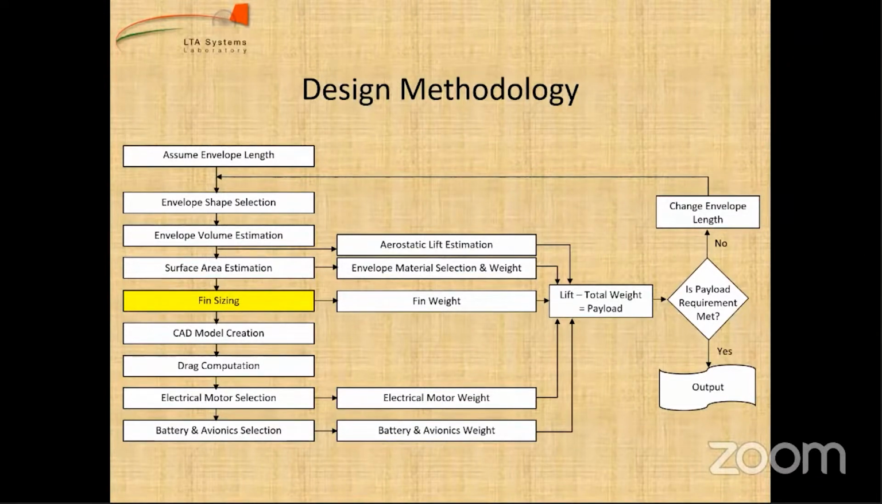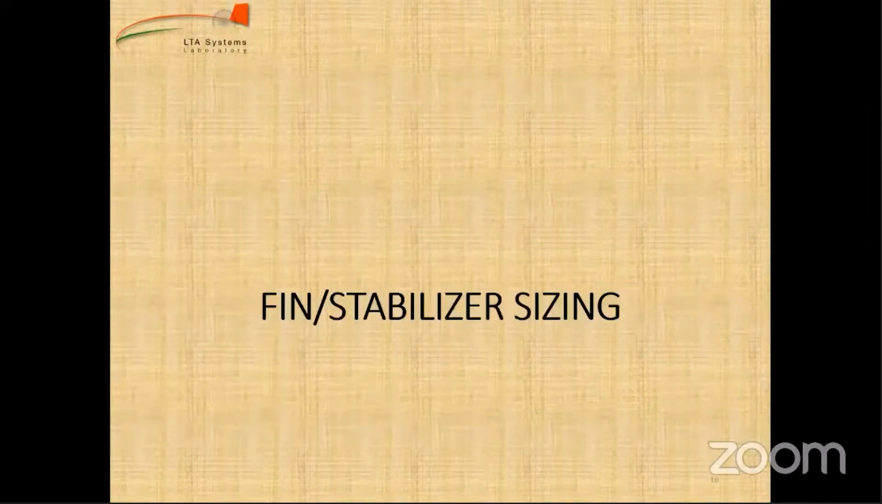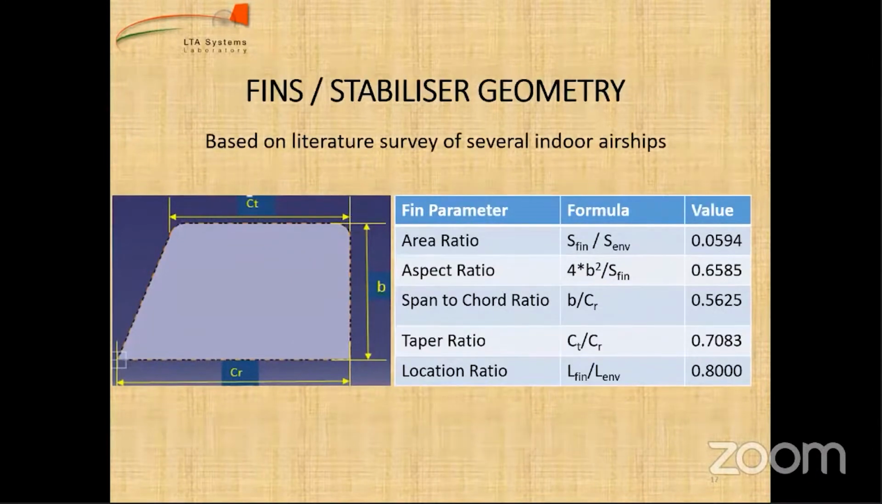So we look at two things now. First is sizing of the fin. The other one is estimating the weight of the fin. So I hope you can recall this table from yesterday's session, where the different fin sizing parameters and their values are given. And can you recall where these parameters come from? How did we know the area ratio is 0.594? How did we get these values?